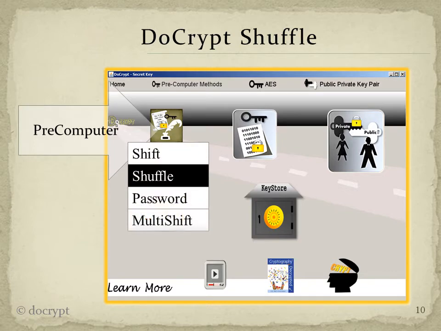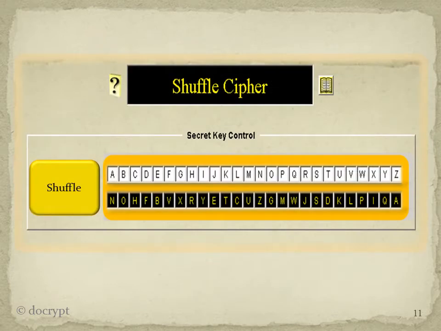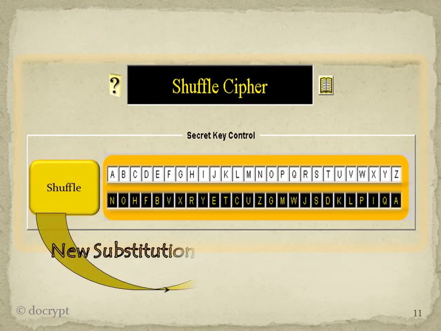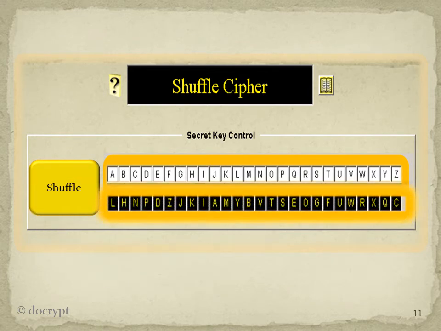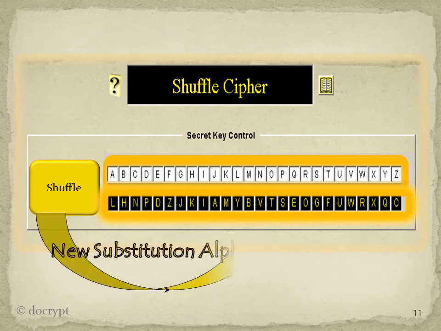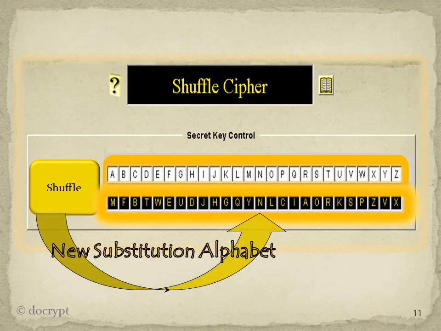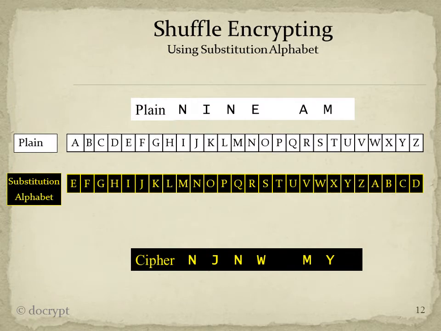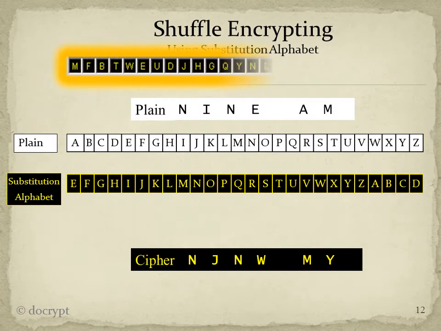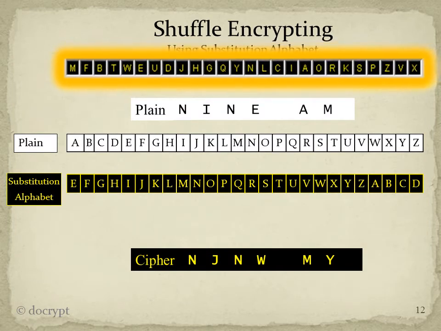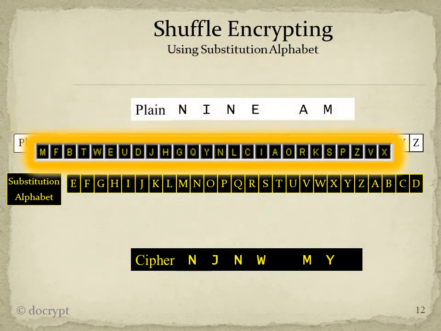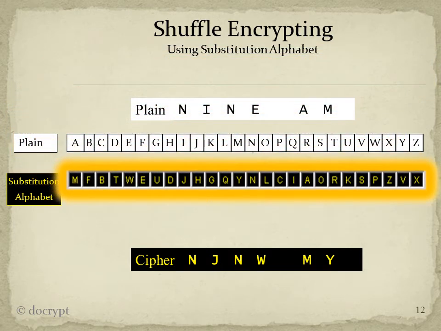Here's how you use our shuffle. Here's a picture of our shuffle cipher, and notice that the shift button has been replaced by a shuffle button. Each time the shuffle button is hit, a new random substitution alphabet is created. So now we know how to create a shuffle substitution alphabet. We'll replace that simple shift substitution alphabet, and encryption works the same way.